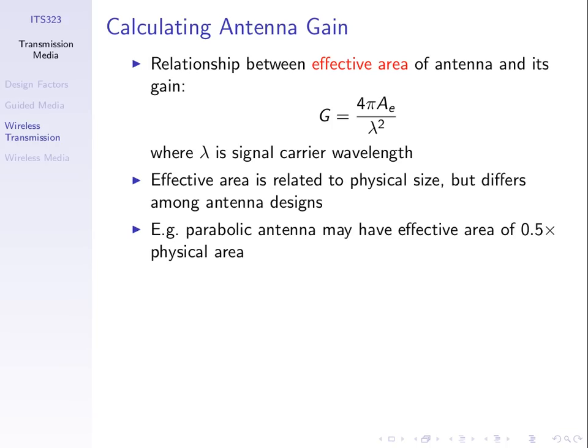4 times pi is just constants. Effective area. So it's related to the physical size of the antenna. The larger the antenna, the larger the effective area, and the larger the gain. But it differs depending upon the design of the antenna. The dipole antennas on the access point on the wall are a different shape than, say, the parabolic dish antennas you may have for satellite TV. And they'll have different effective areas.